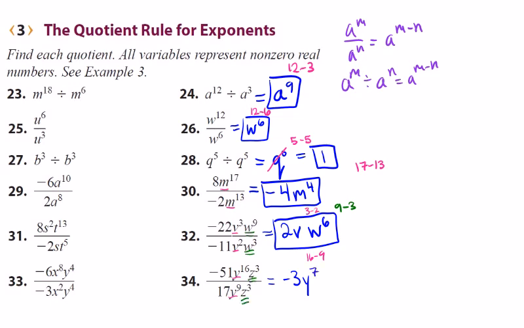Now for the z's, z cubed over z cubed. That equals 1. Anything over itself is 1, so you can just cancel those out. Or we could also subtract 3 minus 3, and we would get z to the 0. But anything to the 0 power would also cancel out to 1. So anyway, our final answer, one way or the other, is negative 3y to the 7th.